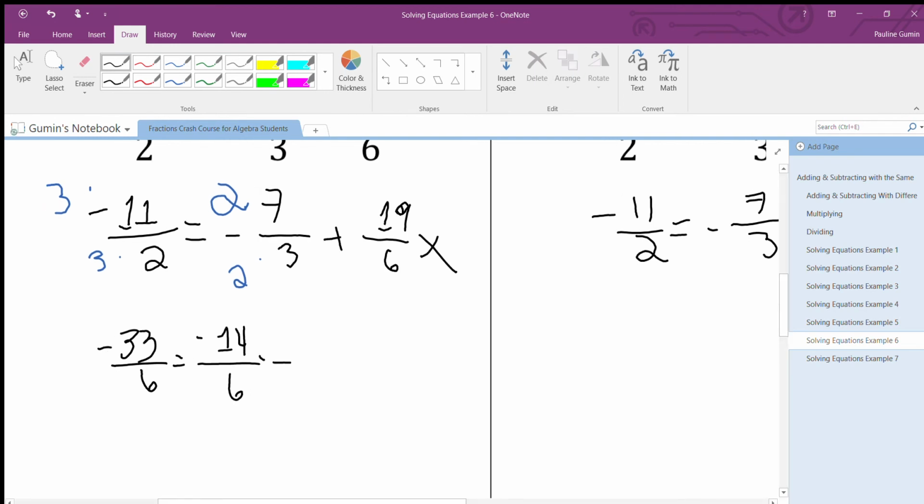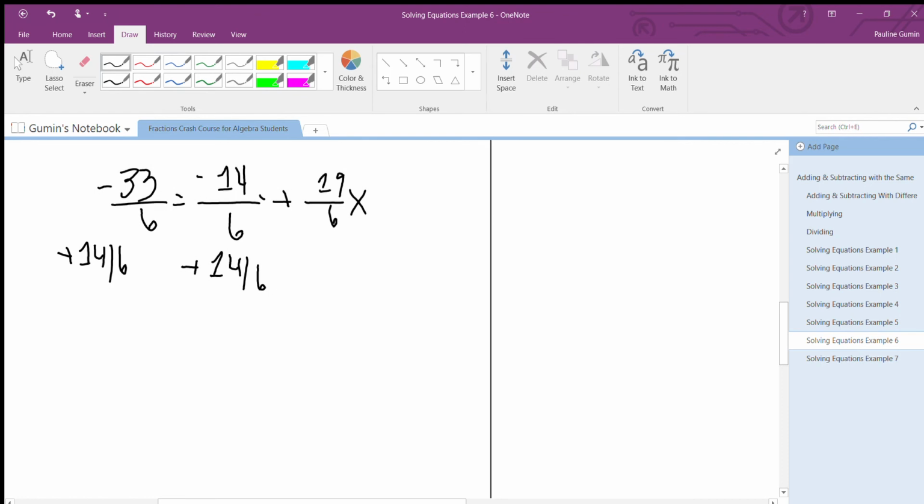plus 19 over 6x. I'll begin by adding 14 sixths. All right, negative 33 sixths plus 14 sixths gives us negative 19 sixths. I don't know why I did that so ugly. We're going to try that again. Negative 19 over 6 and that equals positive 19 over 6.